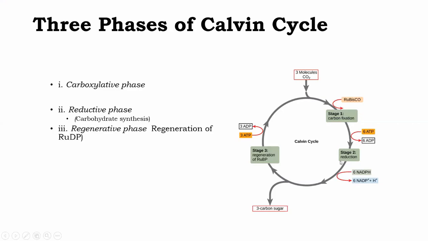It comes, then the second phase, the reduction phase, where NADPH is oxidized to NADP plus. Okay, then it enters into the third step, regeneration of RuBP. There also we need energy. Then it completes. So this is the simplest form of the Calvin cycle, but there are very elaborate steps in the Calvin cycle.